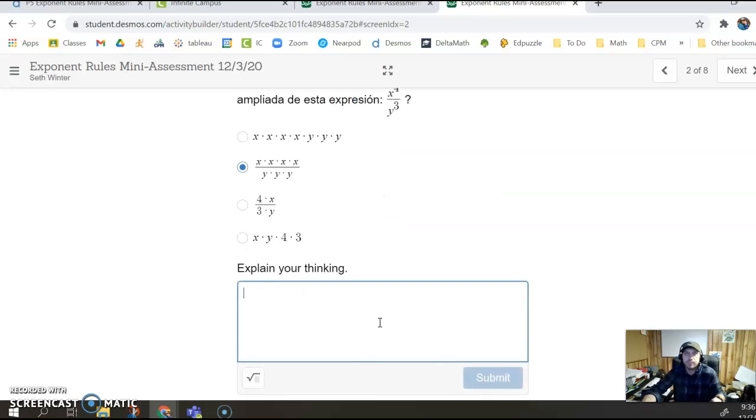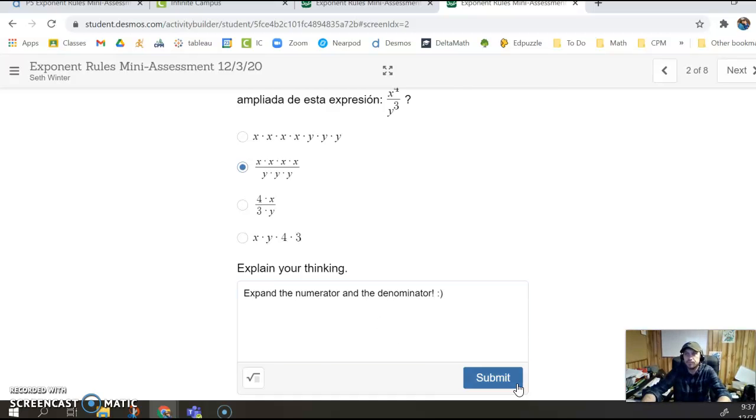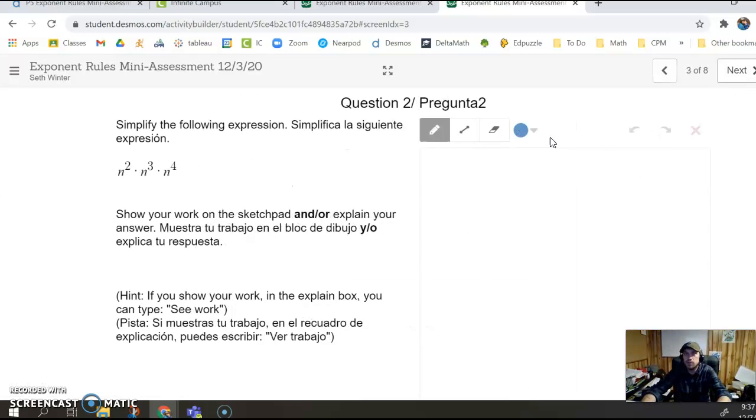Expand the numerator, the top, and the denominator, the bottom. All right. So let's go on to number 2.